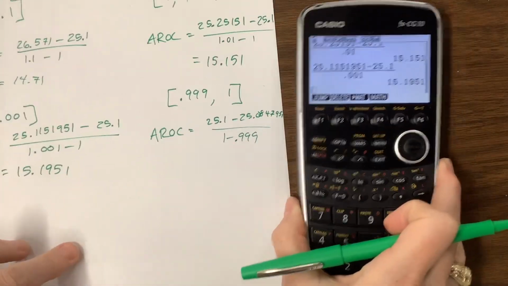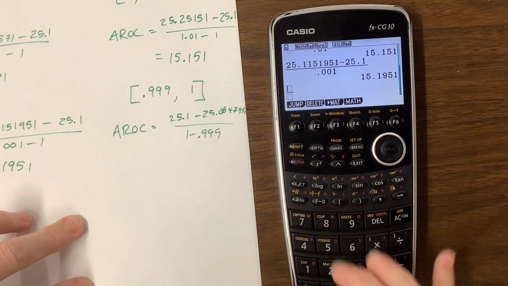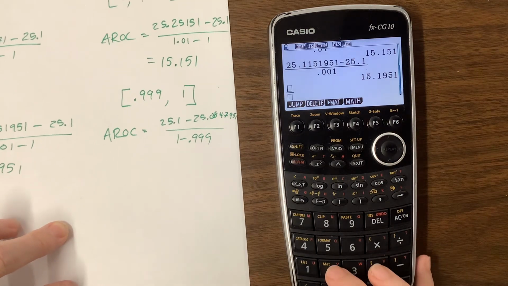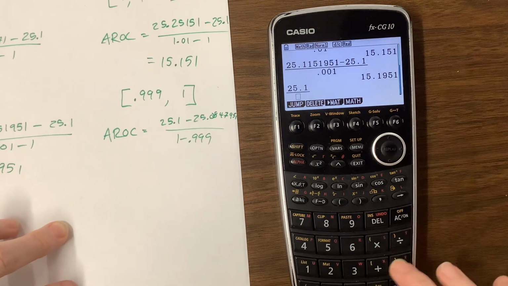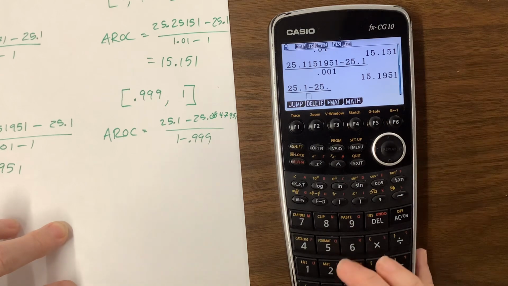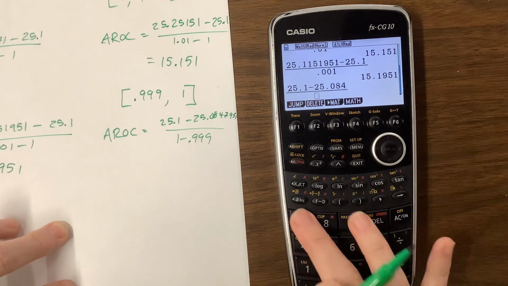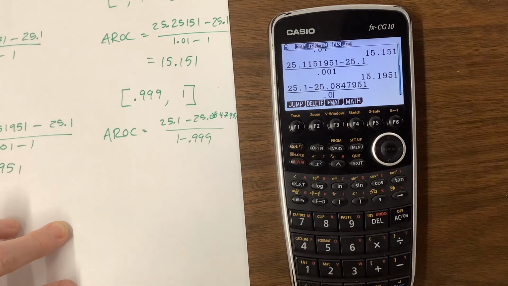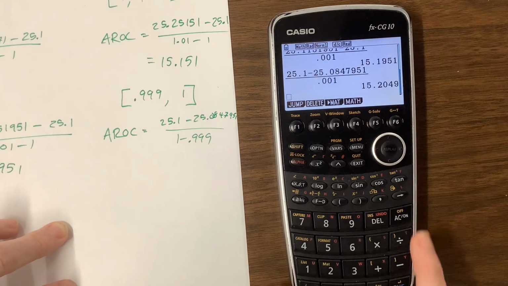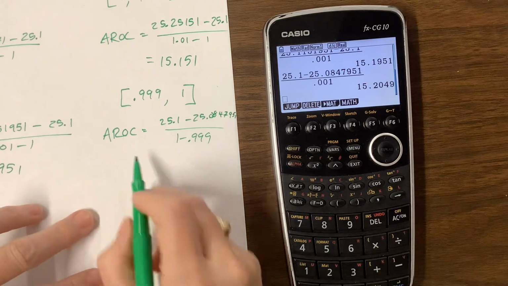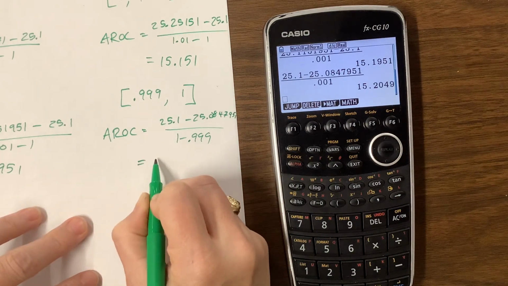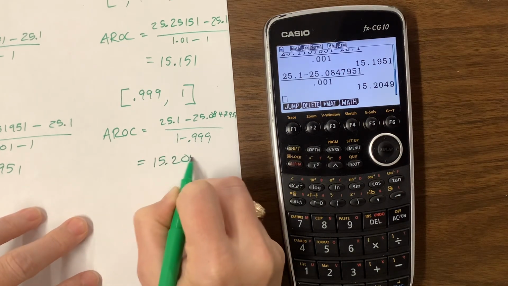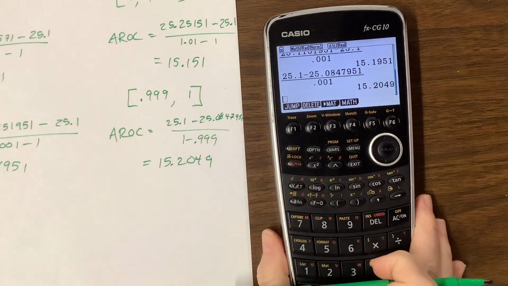And then this one over here, I am at 25.1 minus, what was it, 25 point, oh dear, was that 0.847951? If I'm wrong, I remember what the answer should be, and this would be 0.001 right here also. That's what the answer should be, so I did write it down correctly. And so this is 15.2049.